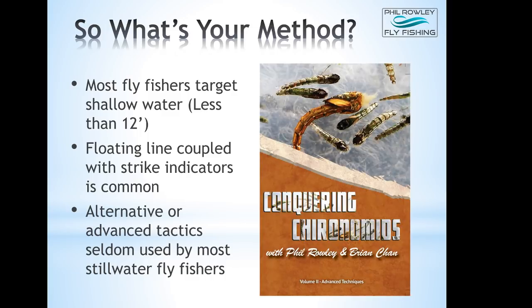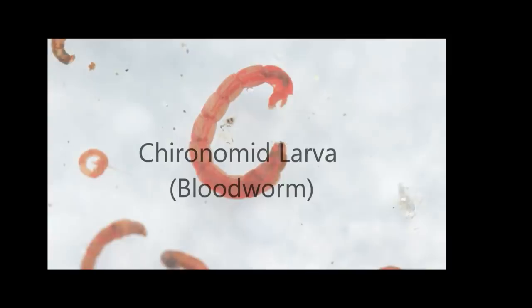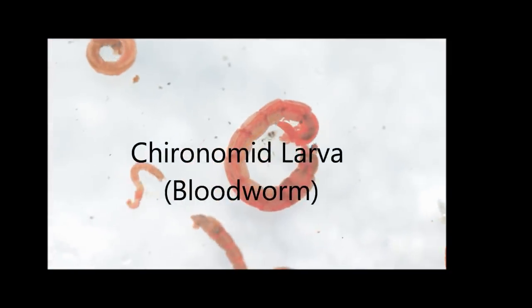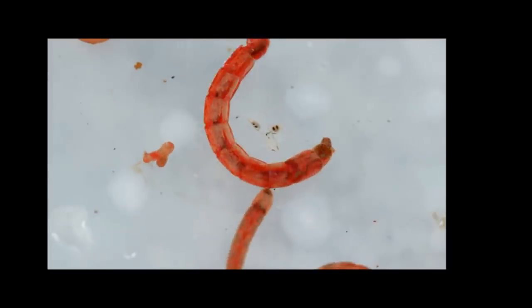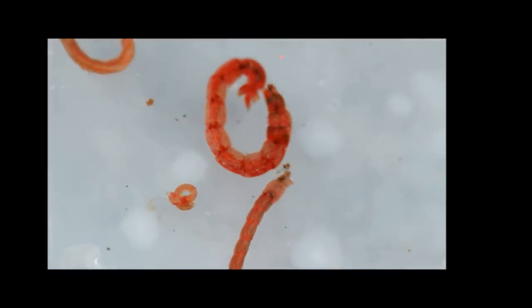There we go. So this is volume 2, and advanced is maybe a better term, it's alternative techniques that people perhaps don't use as much, with such a reliance on strike indicators, because it works so well. So let's start with the life cycle. This is the primary point: when we fish chironomids, we're fishing subsurface. 85% of the time I'm probably fishing pupal imitations.